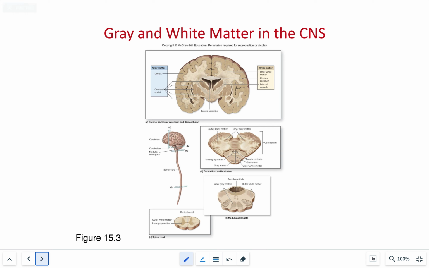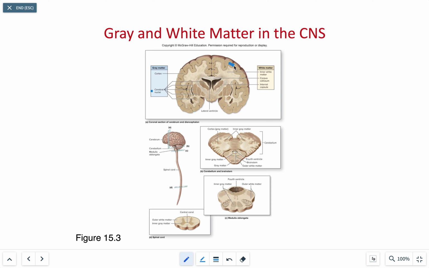When we're looking at the organization of neural tissues, we see two components: outer layers of gray matter and usually an inner layer of white matter. We also see a structure called the cerebral nuclei, which are simply clusters of gray matter inside of the white matter. We can see these located in the cerebrum. We also see them in the cerebellum and the brainstem, including the medulla and the spinal cord.